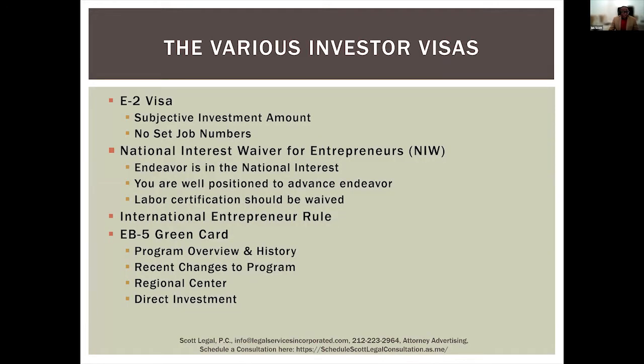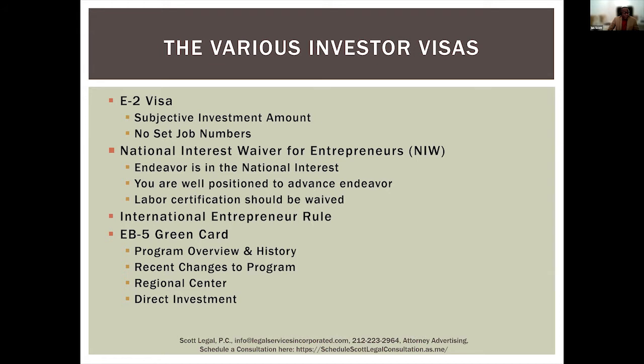Before we jump into the EB-5 requirements, I do want to spend a couple of minutes going through the different types of investor visas that are available. You'll see the investor visas listed here. The first one is what's called a non-immigrant visa, and it's called an E2 visa. Now, the E2 visa requires an investment, but not nearly as much as the EB-5 that we're going to talk about. The investment for the E2 visa is a subjective amount. And also the E2 visa doesn't have a required number of jobs that have to be created.